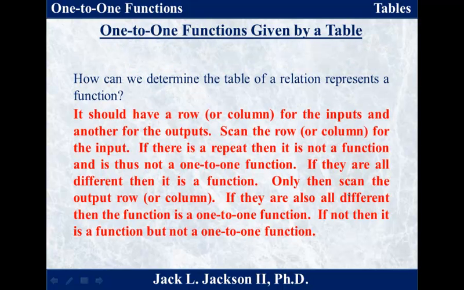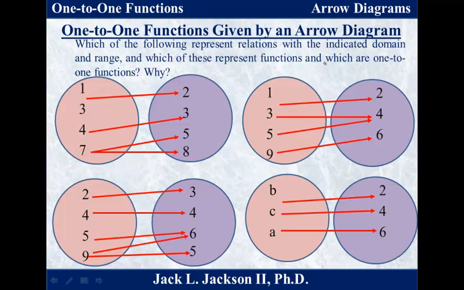So how do we determine if the table of a relation represents a function or not? Well, it should have a row or column for the inputs and another for the outputs. That makes it a relation. Scan the row or column that puts the inputs in there, so the first row or first column. If there's a repeat, then it's not a function, and thus it's certainly not a one-to-one function. If they are all different, then it is a function. Only then scan the output row or column, and if they are also all different, then the function is a one-to-one function. If not, if there's a repeat, it's still a function, but then it's not one-to-one. Notice we don't even look at the second coordinates until we've looked at the first coordinates.